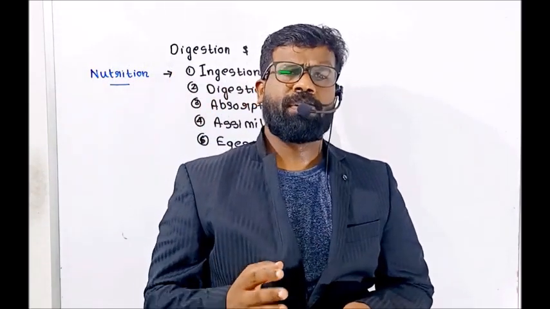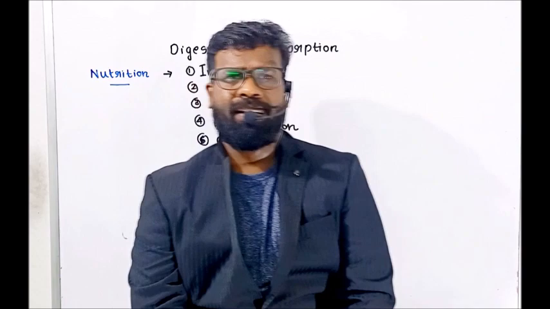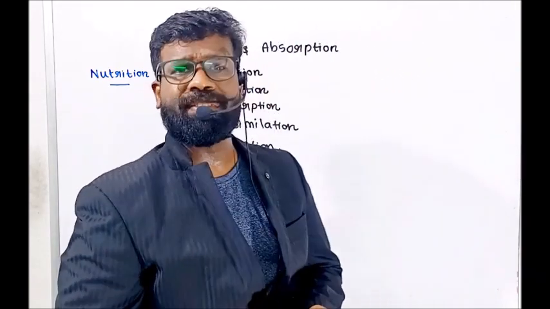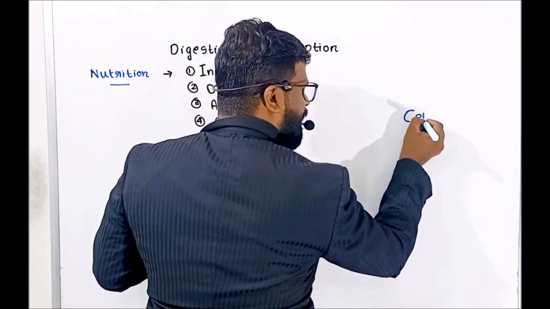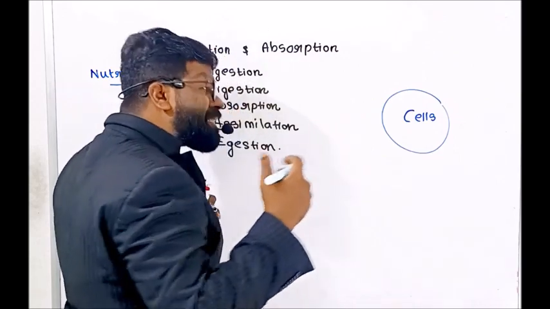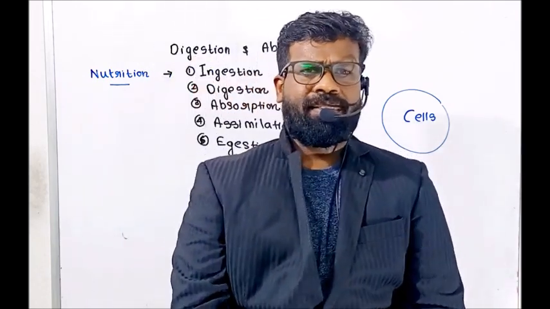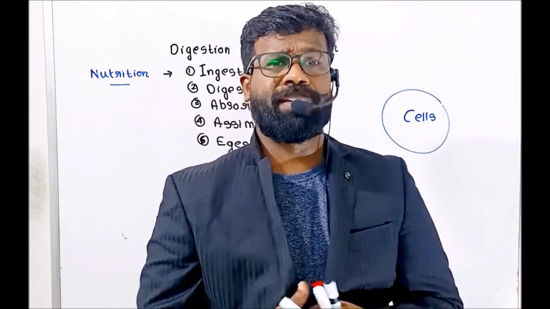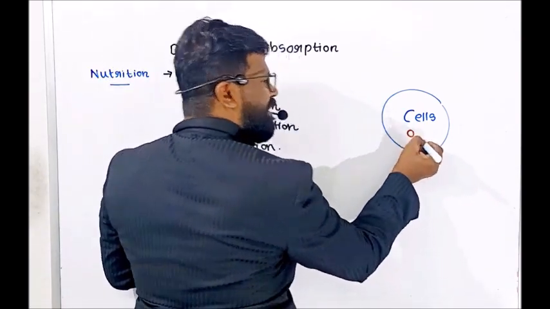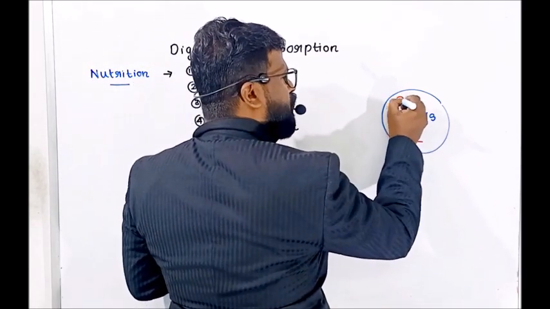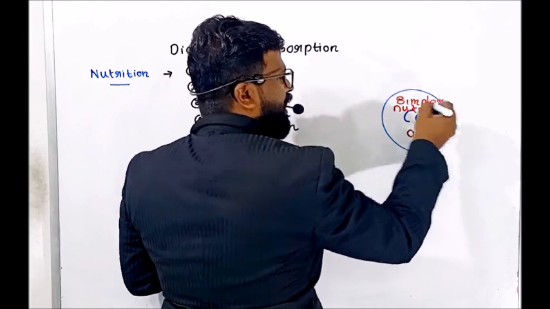At the very beginning, I told you, nutrition is the utilization of nutrients in our body for energy production. Where does this energy production take place in our body? In humans, cells are the site of energy production. Energy production takes place in each and every cell in our body. For production of energy, what are the requirements? These cells require oxygen as well as simpler nutrients.